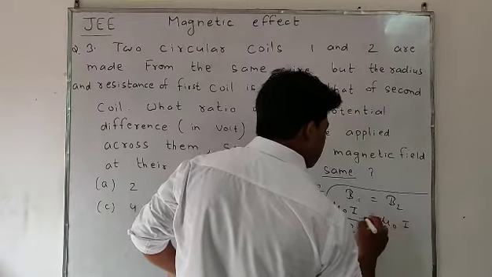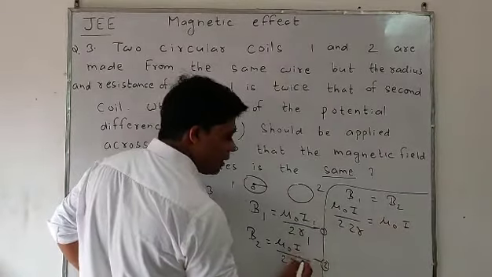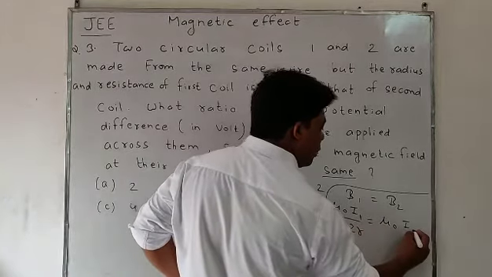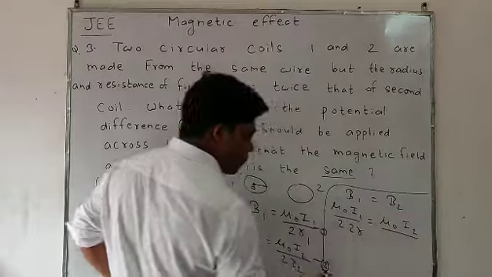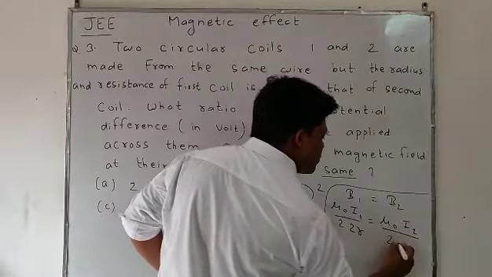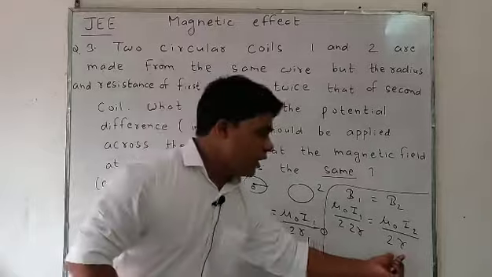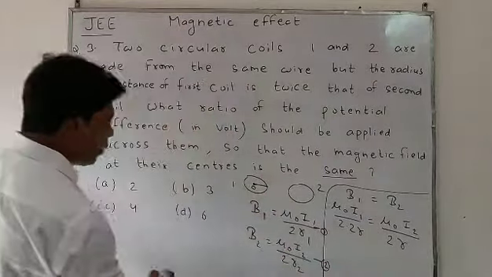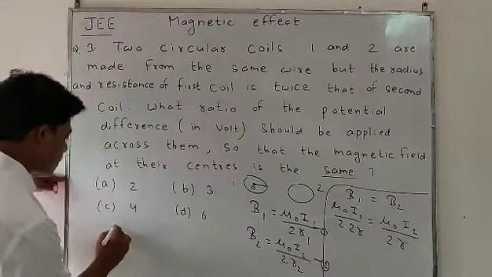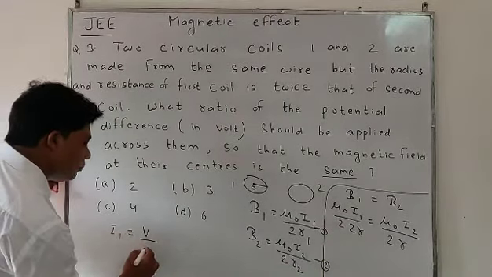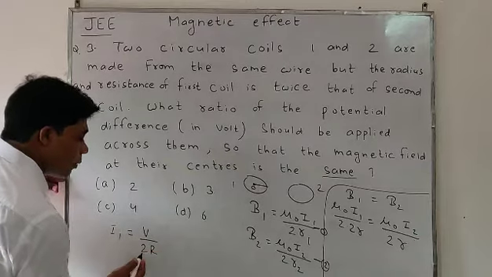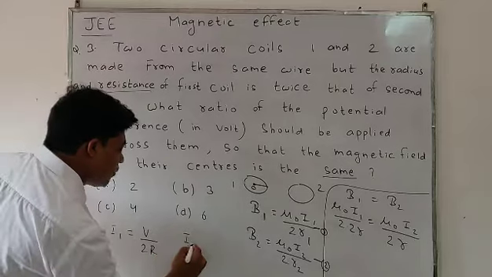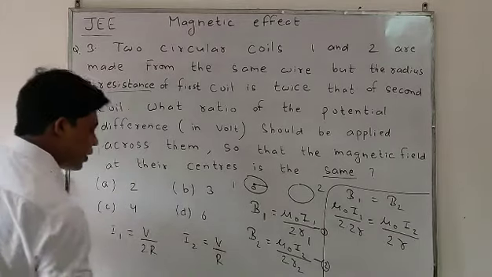Suppose the current is I1 in the first coil and I2 in the second, and the radius of the second is R. The second has radius R, the first has twice, 2R, understood. What is the value of I1 and I2? I1 is V by 2R, because we are given the resistance is also twice that of the second coil, and I2 will be V by R, simple.